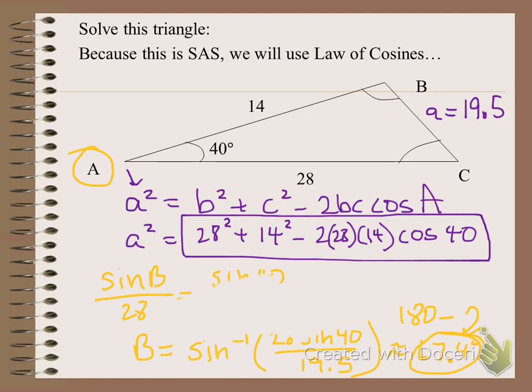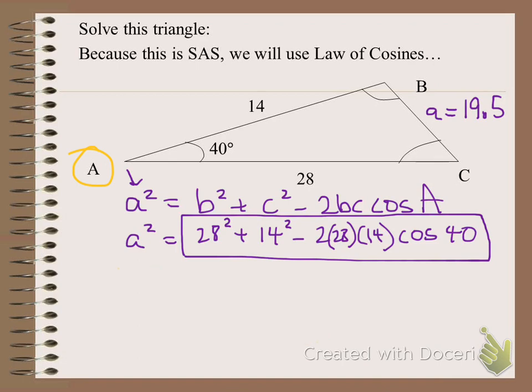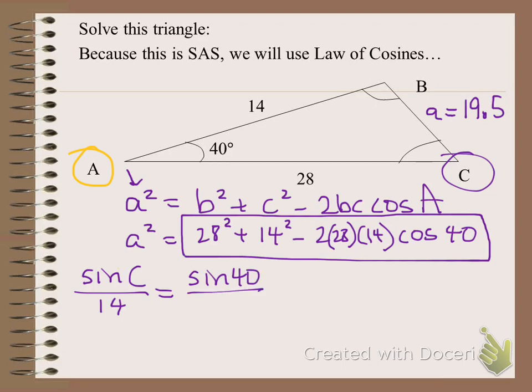All right? We're not going to find the largest remaining piece first. We're going to find the smallest remaining piece. Now, if the smallest pieces that are remaining are both acute, it doesn't matter. Because it matters sometimes, you always want to get into a habit of finding the smallest remaining piece next, which in this triangle is angle C. So the sine of C divided by 14 equals sine of 40 divided by 19.5.